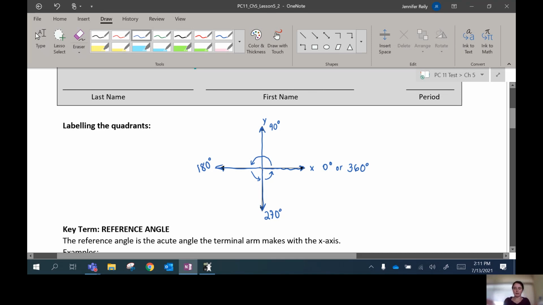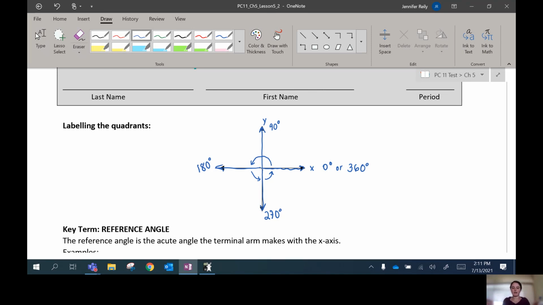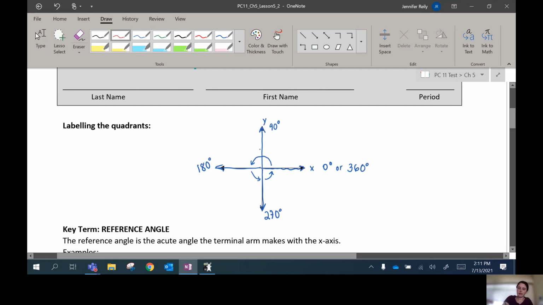So for example, if I was doing a 150 degree angle, this is what it would look like. So 150 degrees is between 90 and 180. So it would look something like this. Here is 150. Okay.